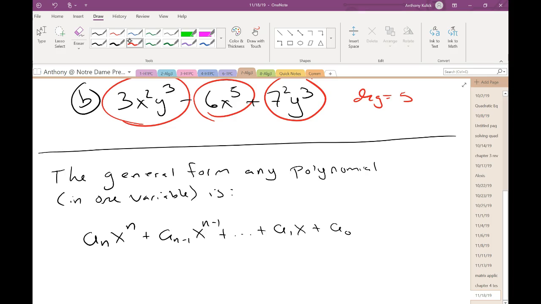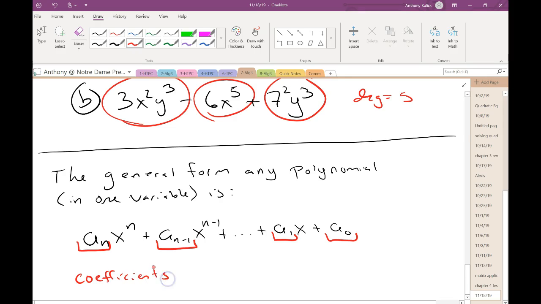And I'm going to do a little bit of vocab based on this general form. So these a's out front, what do we call these? Those are called coefficients. Those are the numbers in front of our variables, or in this case, single variable. Everybody okay with that idea? Should be vocab we've heard before, right? In fact, we've used coefficient in this class quite a bit already.